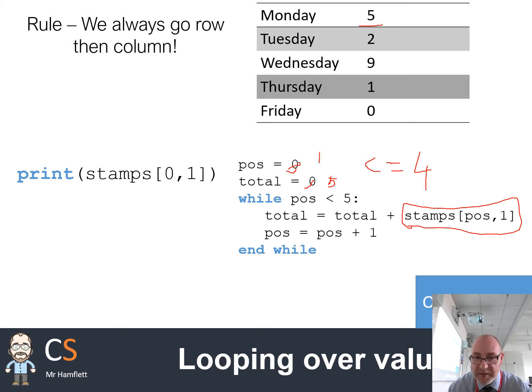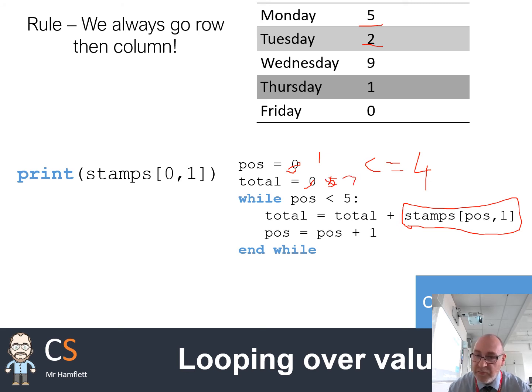So then it says total equals total plus stamps pos 1 again. Well, pos is 1, so that's going to get the number 2 out. So stamps pos 1 is going to be 2, and I'm going to add that to total. Well, total is 5, so 5 plus 2 is 7.